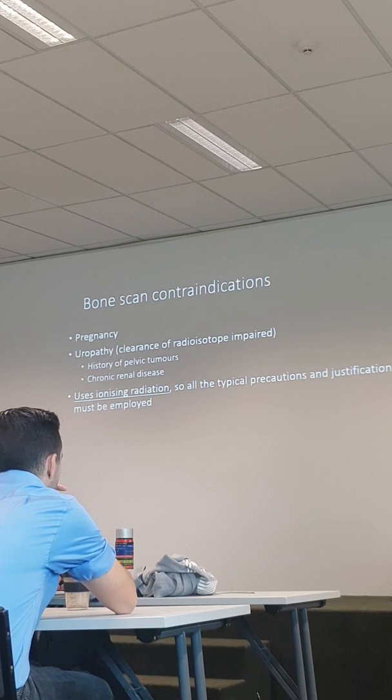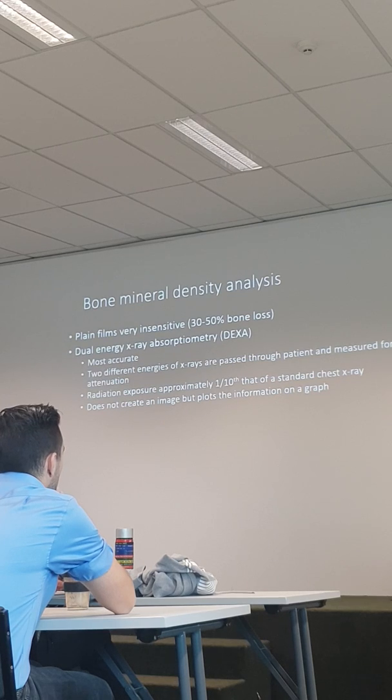Contraindications: obviously you're radioactive, so pregnancy as well. Neuropathy, so anything that's going to inhibit the clearance of the radioisotope, since we want to get that radioactive material out of you. Anything that could decrease that clearance is obviously going to be a contraindication of a bone scan. And again, same sort of justification as taking an X-ray, because you are using ionizing radiation.